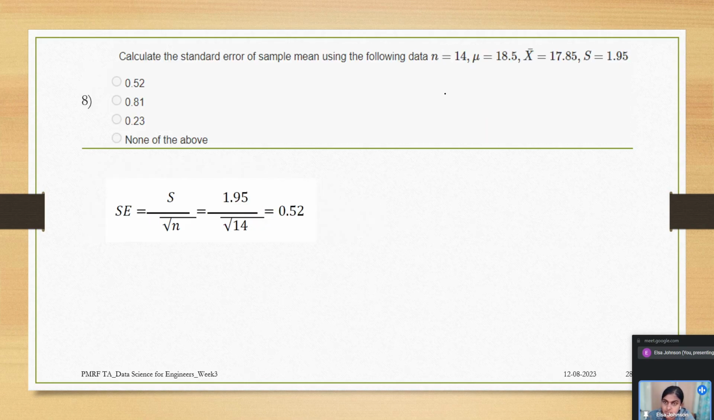Next is calculate the standard error of a sample mean using the following data. N is equal to 14, mu is equal to 18.5, x bar equal to 17.85 and s equal to 1.95. Everything is given. Just use this formula: standard error is equal to s by root n, that means 1.95 divided by root 14. The answer will be 0.52. These are all direct applications of the formulas.